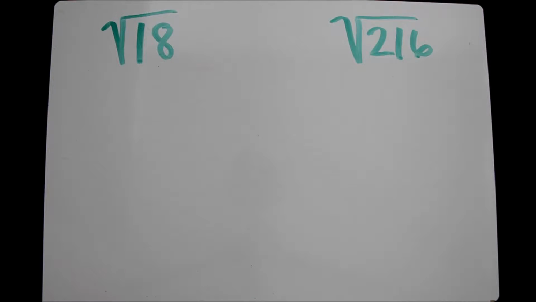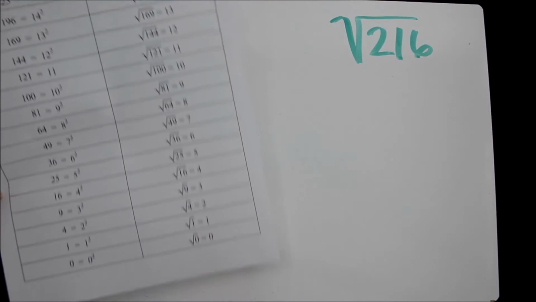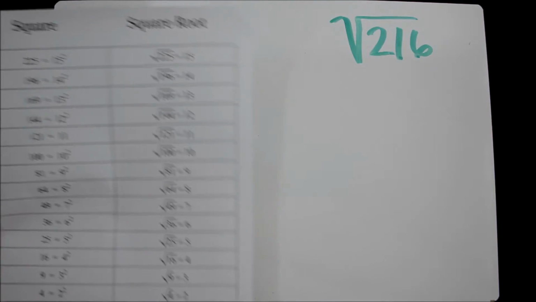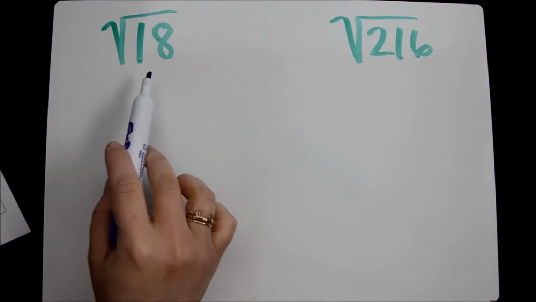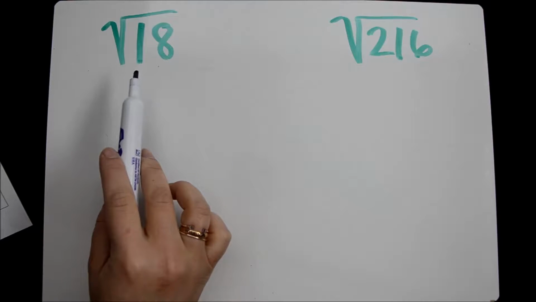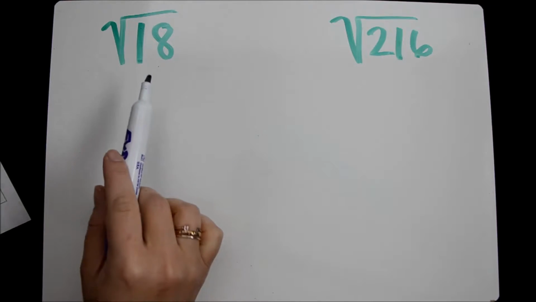So before we get started, it's important that you print off a list of all the perfect squares. And we've only printed a list from 0 to 15 because those are the most common numbers. But you try to find the largest perfect square that goes into this number.